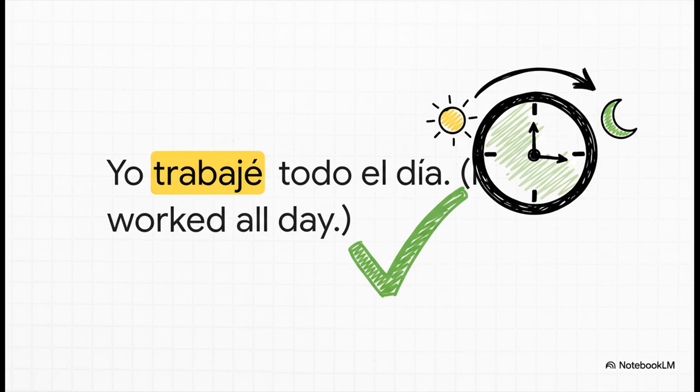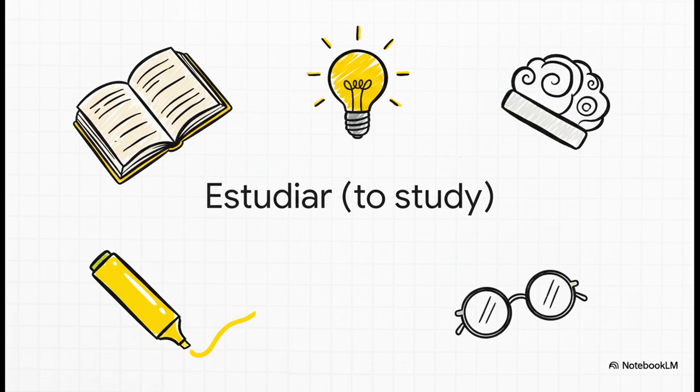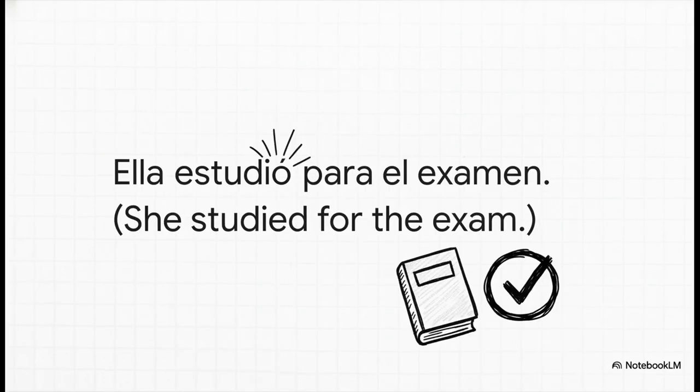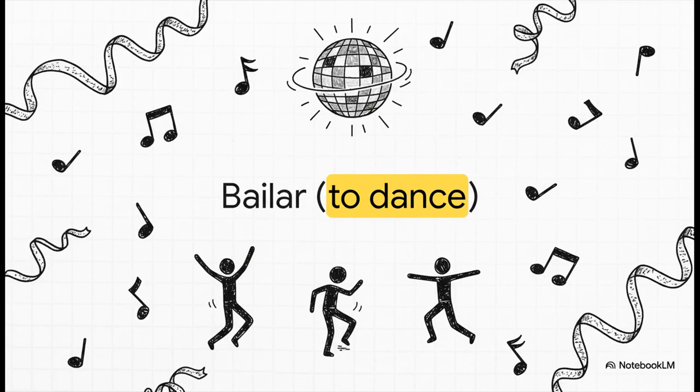It's a completed action. Okay, next up, let's take a look at estudiar, which means to study. And here's the ella form in action. Ella estudió. See it again? That accented O at the end? That tiny little mark is what gives the word its past tense punch. Her studying, it's finished.